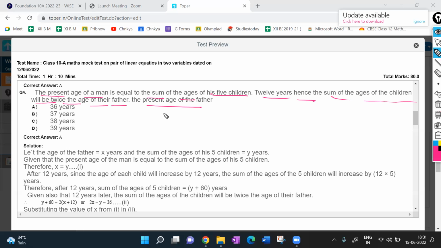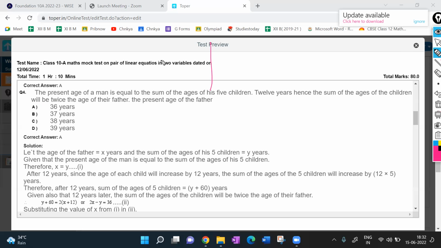Let the age of the man be X. Sorry? We should take the age of the man as X. Okay, let me see who is. Yes, yes, yes. Now you tell me. Very good, Ujjwal. Please, you carry on. And we should take the sum of the ages of the children as Y. Okay. Make it fast, quick, quick.